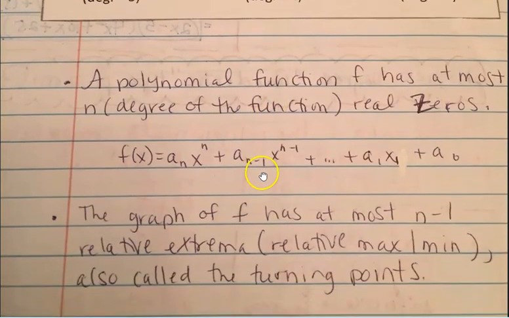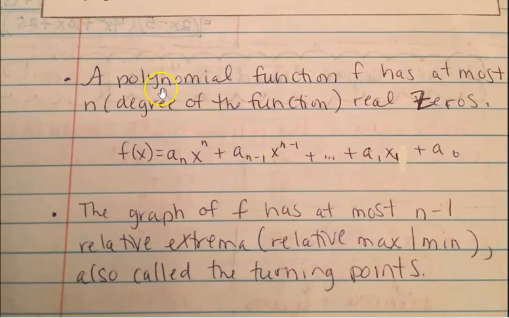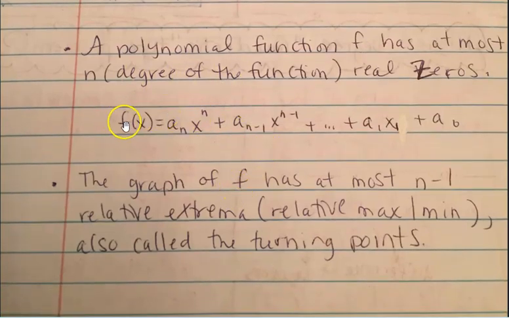So for the notes on this page, we have that a polynomial function has at most n, which is going to be the degree of the function, real zeros. So again, it can have exactly n, but it could also have less than n depending upon if the graph moved up or down. The general form of a polynomial function is given here. You've seen this before in the past.